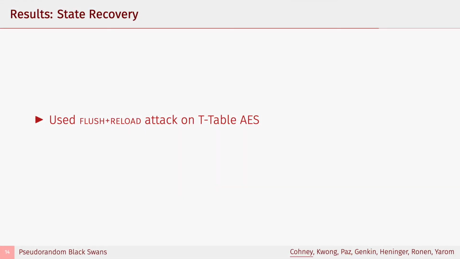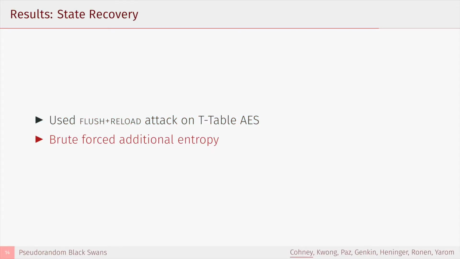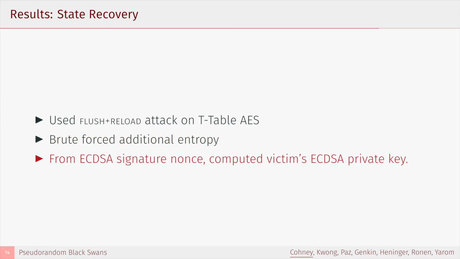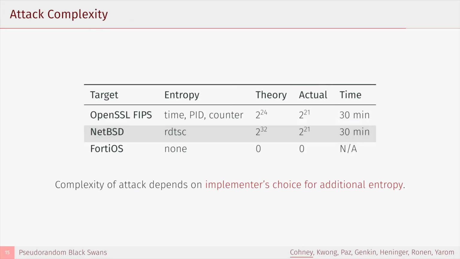What did this process look like in practice? We used flush reload to attack the software AES implementations used across the various libraries. We brute forced any additional entropy used by the implementations. And then, from the ECDSA signature and nonce, we computed the victim's ECDSA long-term private signing key. With the key in hand, our attacker can generate fraudulent signatures, thereby successfully impersonating the client. We tested our attack against 3 different implementations, and the different choices that each implementation made for including additional entropy changed the running time of the attack.